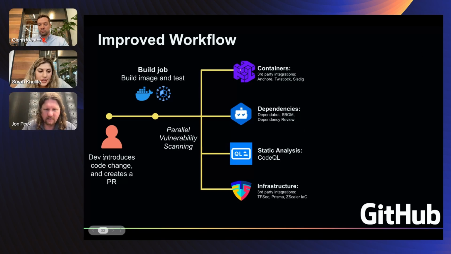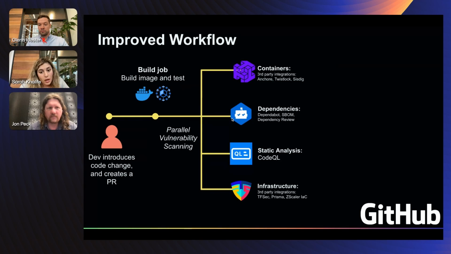In this improved scenario, I'm introducing a PR, I'm running my build job so I can build my application. And then if I'm using container-based environments, I will run my container scanning because I'll build an image during my build job. I can run my dependency scans. So some of the SBOM capabilities that you might have heard of throughout these last couple Galaxy sessions, our Dependabot capabilities, our dependency review, our static code analysis.